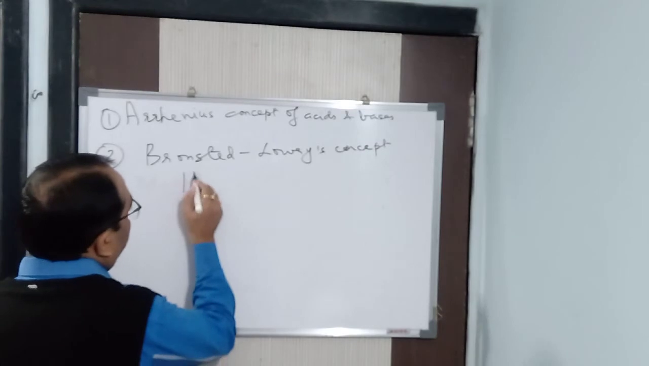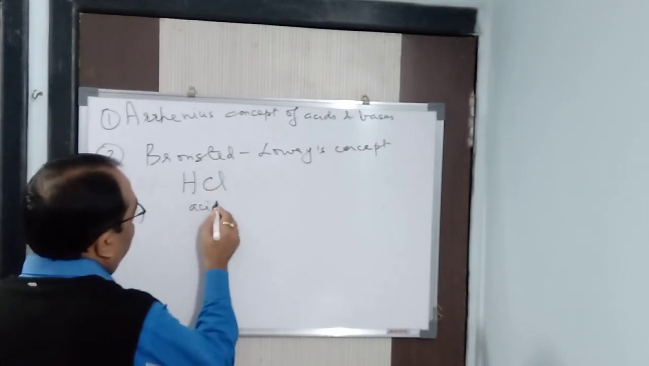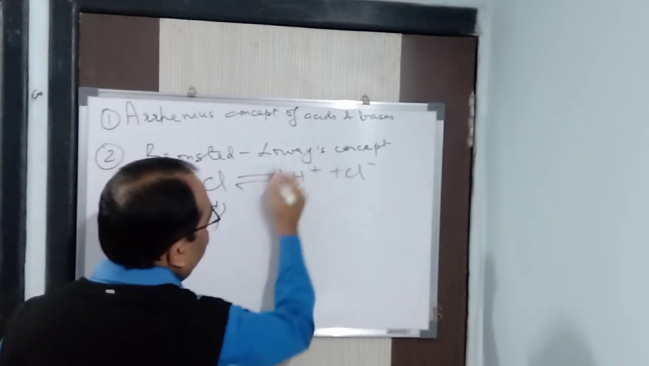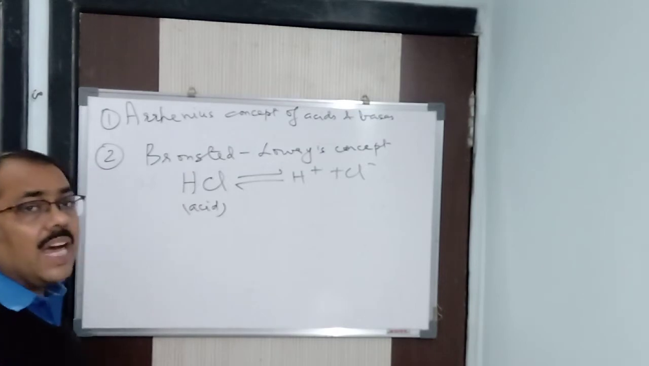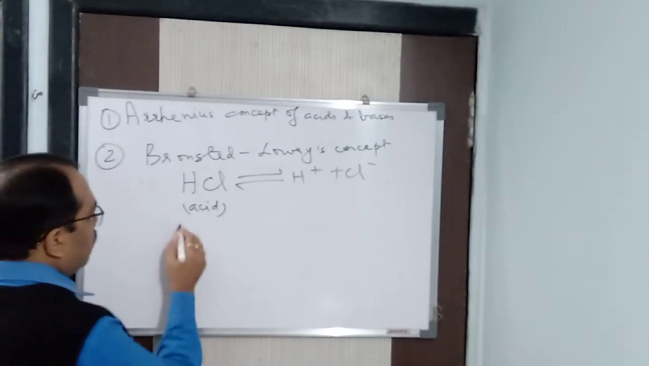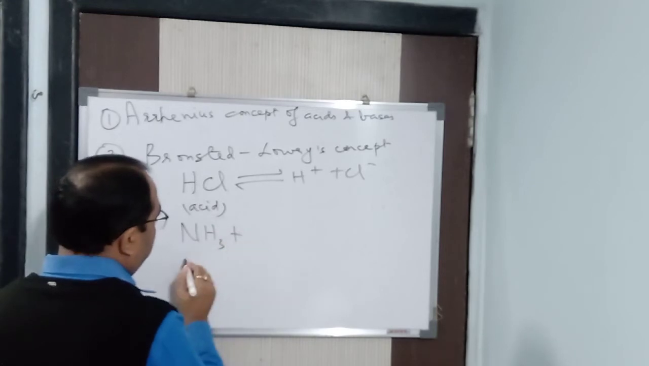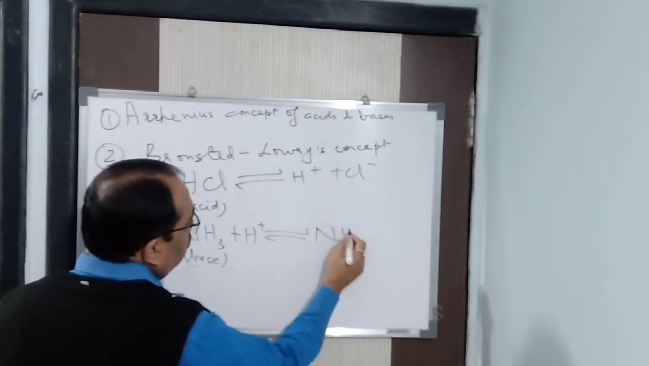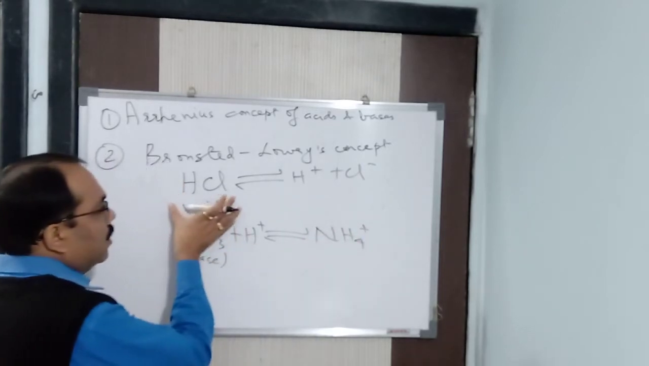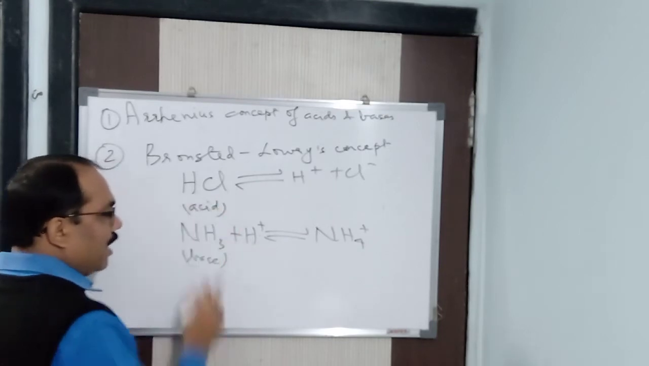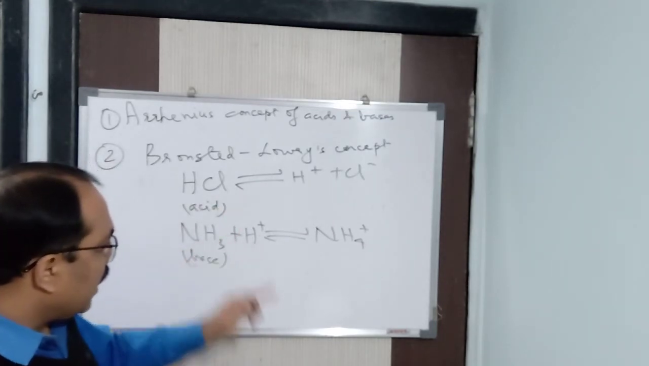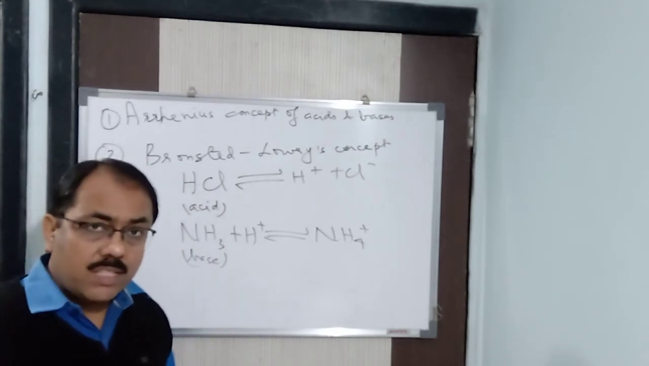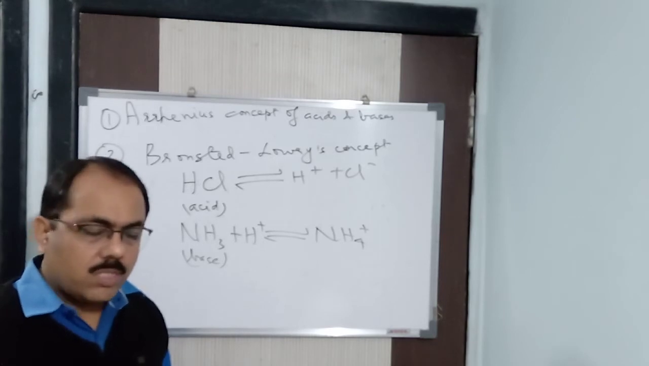Now look here, HCl, you know it's an acid. How can we say so according to Bronsted-Lowry? Because it gives H plus and Cl minus. See, it gives you an H plus ion, so it is an acid. Clear? Now next is ammonia. It's a base, we know that. It takes H plus ions and gives you NH4 plus. So an acid is a proton donor, and a base is a proton acceptor. The one which accepts an H plus ion is called a base according to Bronsted-Lowry.